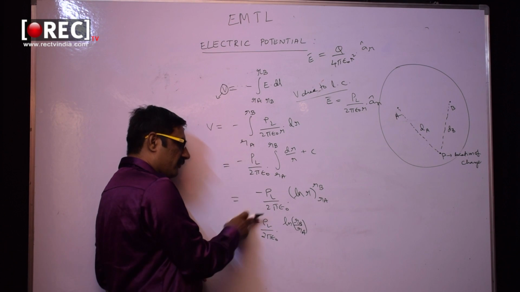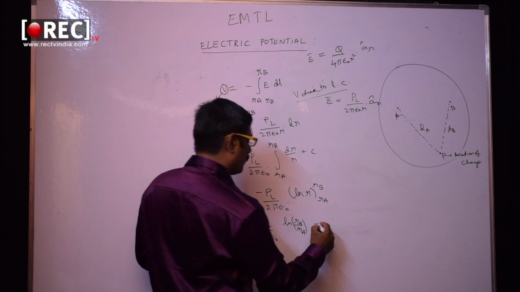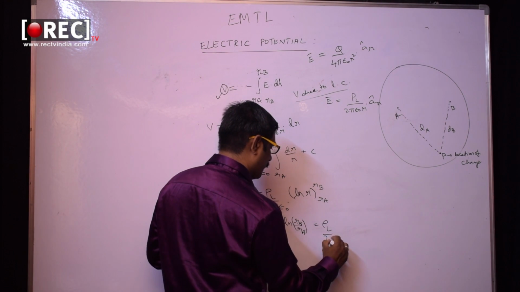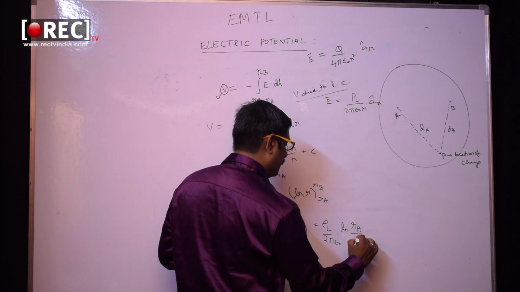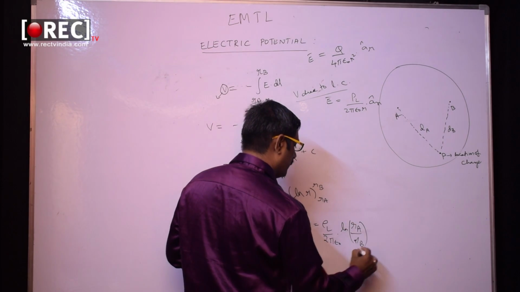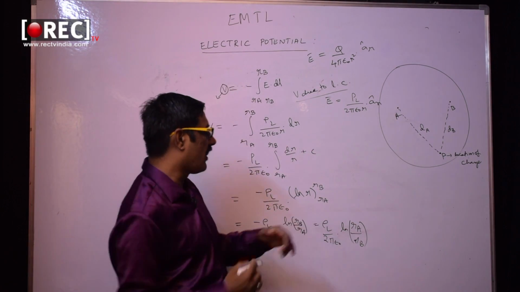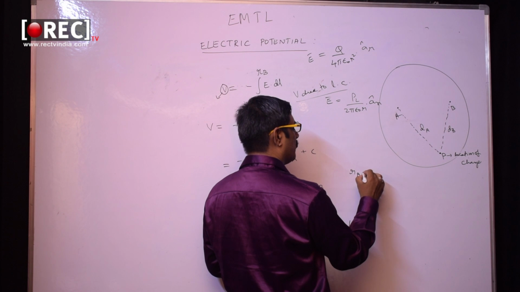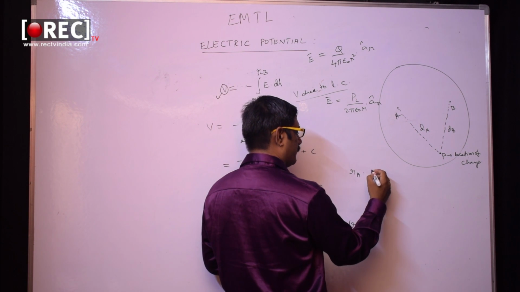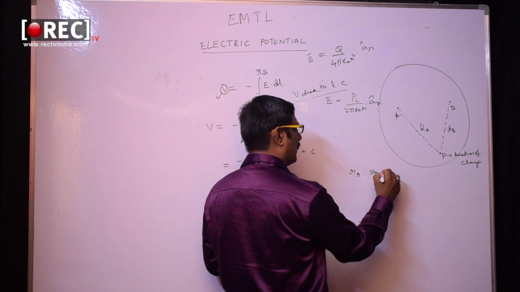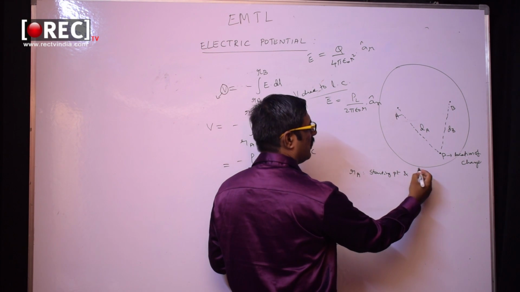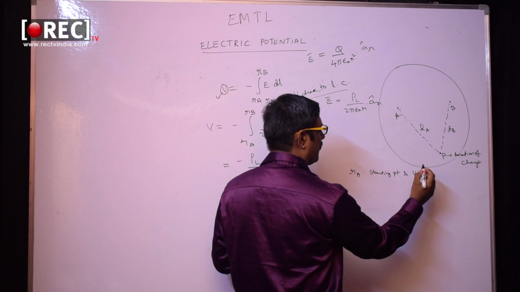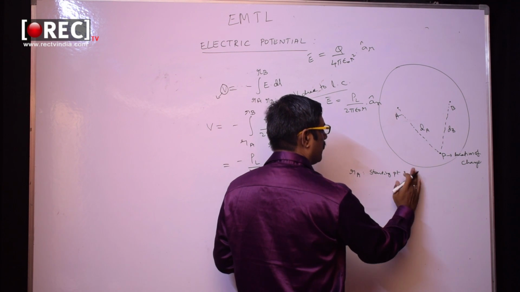So if I take this minus sign inside, it is simply rho L by 2 pi epsilon naught into ln of RA by RB. That means the distance between the charge location... So what is RA? RA is the distance between the starting point of the line charge distribution and the point where we are interested in calculating V, the reference point of calculating V.